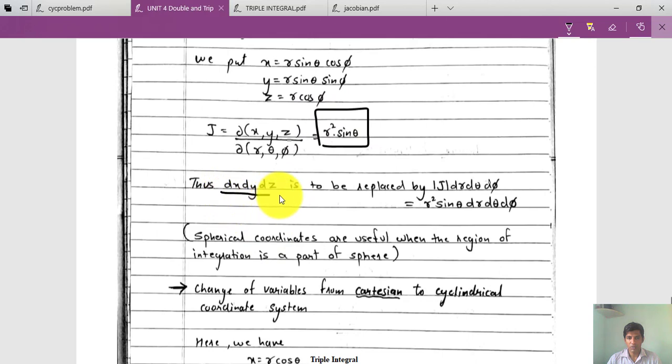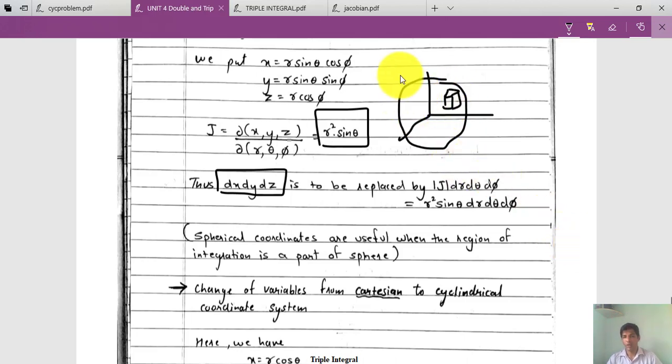Therefore, if you take this x, y, z, and if this is a sphere, and if I take some part over here of this sphere, any part existing on this sphere, then it turns out to be the Jacobian of dr d theta d phi. So what is the Jacobian? The Jacobian is always given by r square sin theta dr d theta d phi.